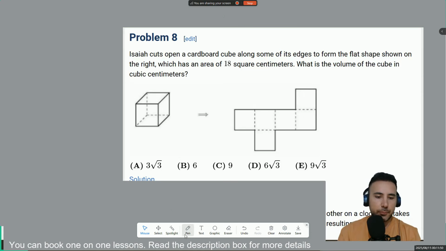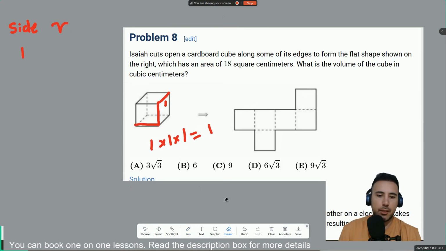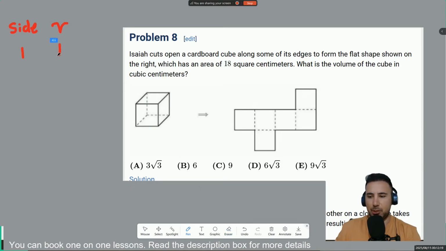Okay, so now let's go. What if the side is just 1? If the side is 1, what is the volume of the whole thing? The volume becomes 1 times 1 times 1, which is again 1. So does it mean the side lengths and the volume are the same?